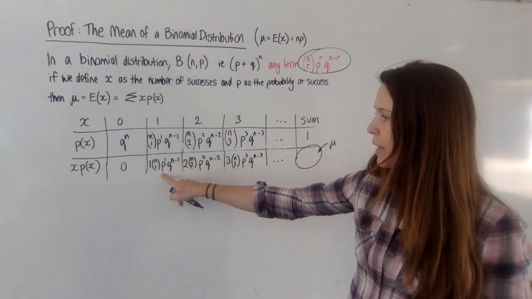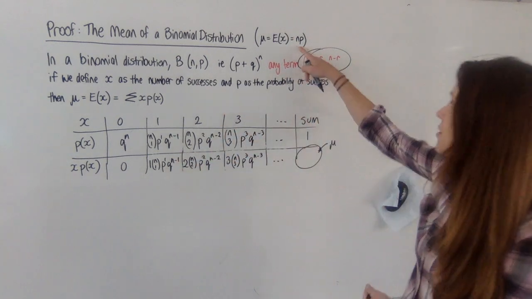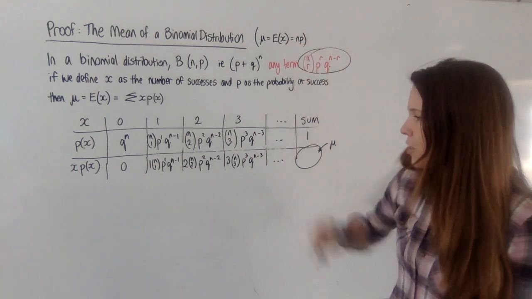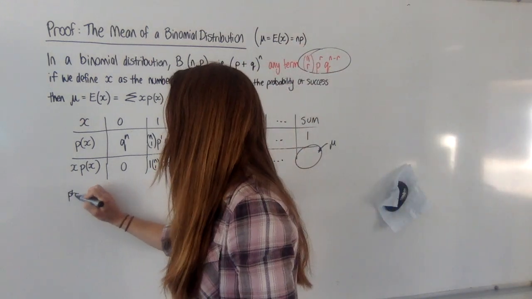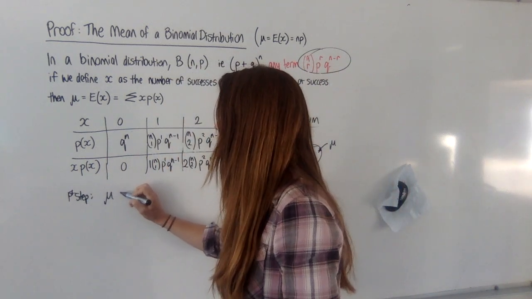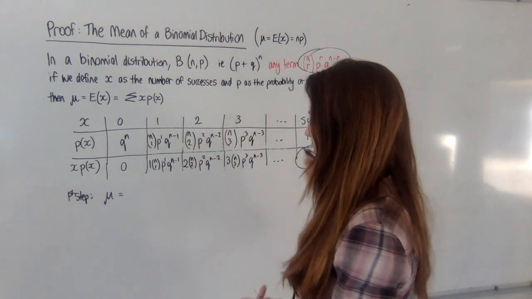Now, I can see that bringing a p out the front is going to be helpful because this is sort of my finish line, I guess, and it's got n multiplied by p. So first step is I'm going to bring p out the front. Let's say mu is now equal to the sum of all of this.